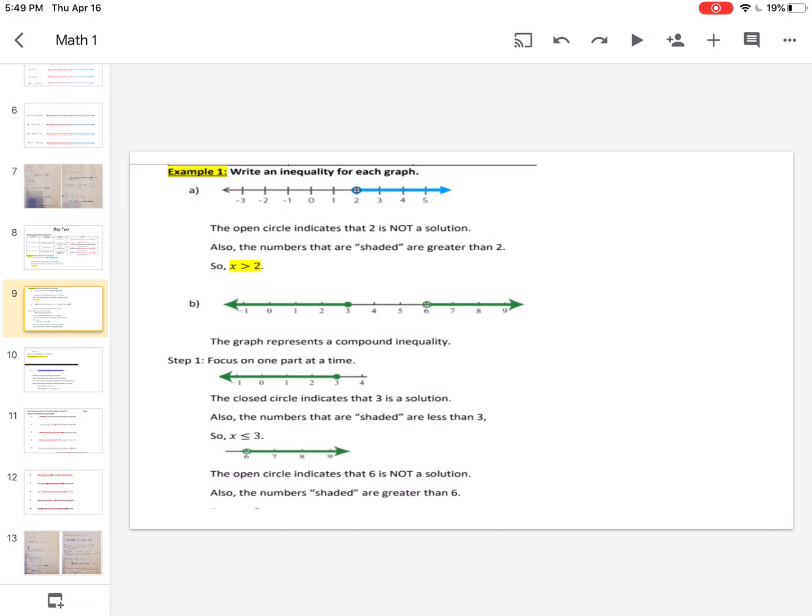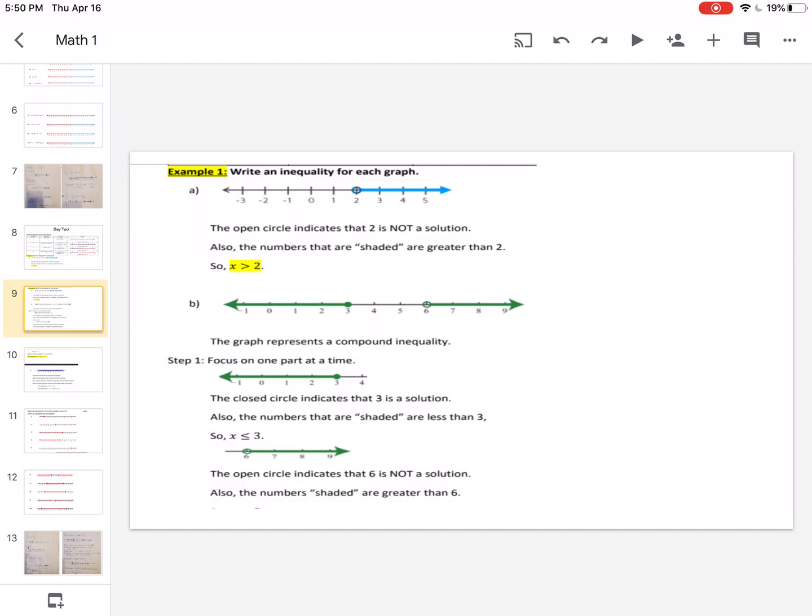For B, you're looking at this graph, you have 3, it's a solid dot, and it's going to the lower numbers. And then you've got 6, it's an open dot, and the arrow is going to the bigger numbers. So focus on one part at a time. The first one we're going to look at is the solid dot at 3 going to the smaller numbers. The closed circle indicates that 3 is a solution. So the numbers that are shaded are less than. So x is less than or equal to 3.